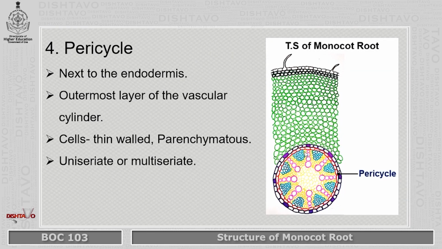Next layer is pericycle. Here you can see in the diagram, this is pericycle which is inner to the endodermis. It is also the outer layer of the vascular bundle. This is vascular bundle and this is pericycle. The cells of pericycle are thin-walled parenchymatous. It is either uniseriate consisting of a single row of cells or multiseriate consisting of many rows of cells.